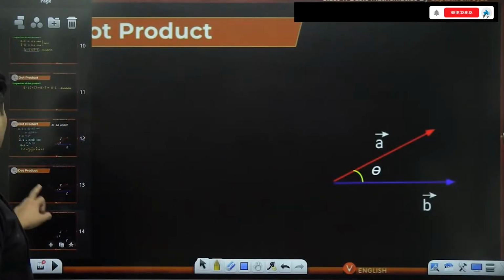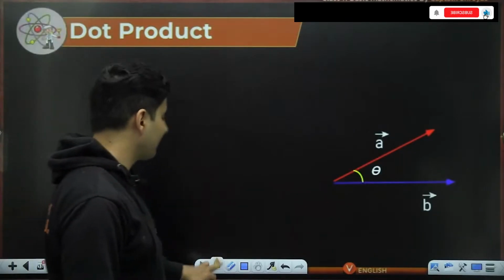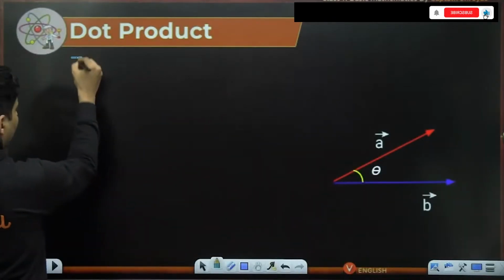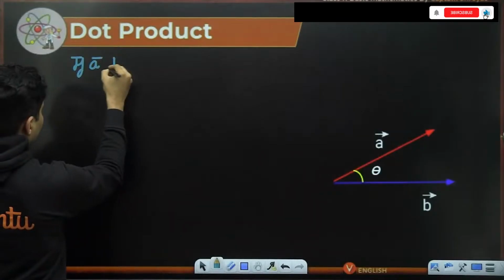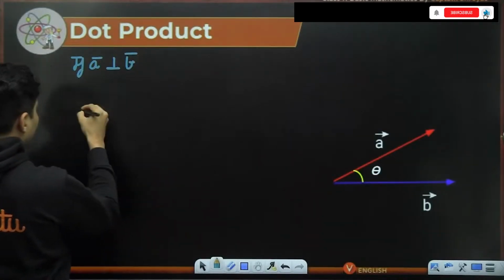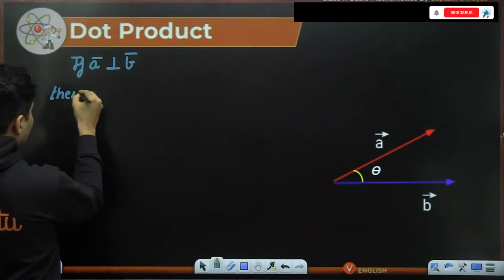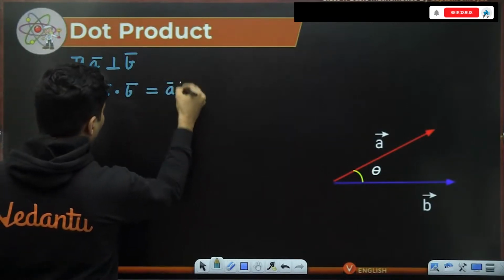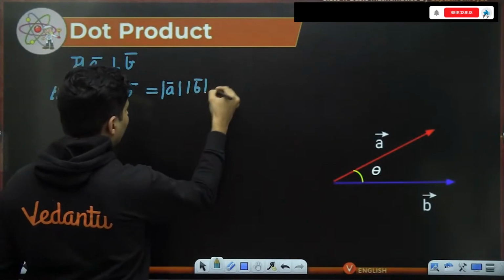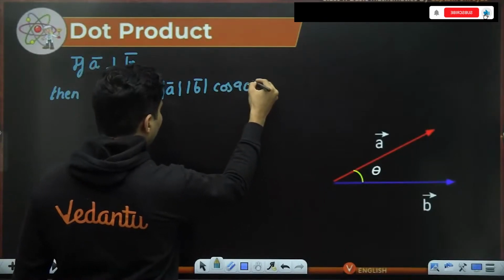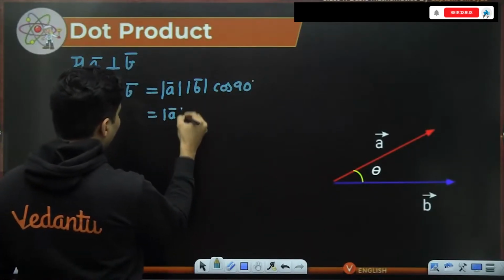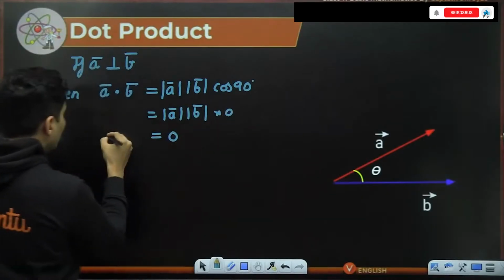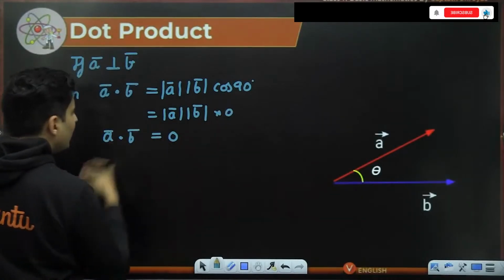Wow, this is amazing, sir. Great. Sir, what if I take two perpendicular vectors? Let's take that example. If A vector is perpendicular to B vector, then if you take the dot product A dot B, it will be magnitude of vector A, magnitude of vector B into cos of 90. Wait a minute, what is cos of 90 degrees? Cos 90 is 0, so the outcome will be 0. So therefore, A dot B is 0.